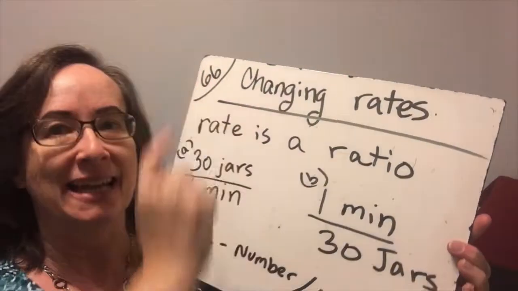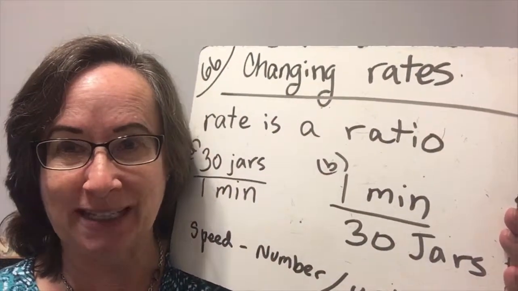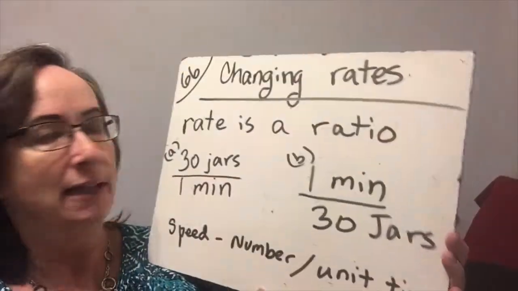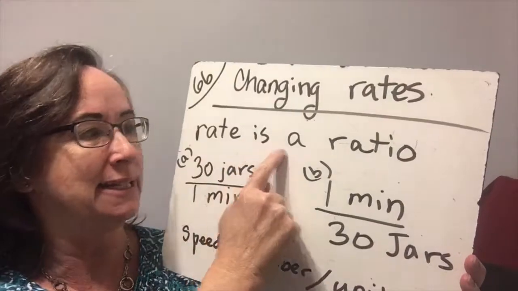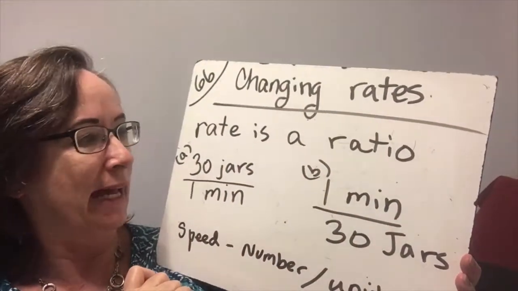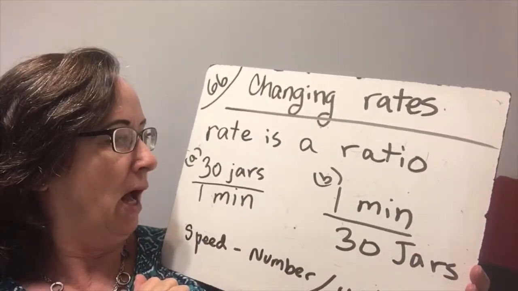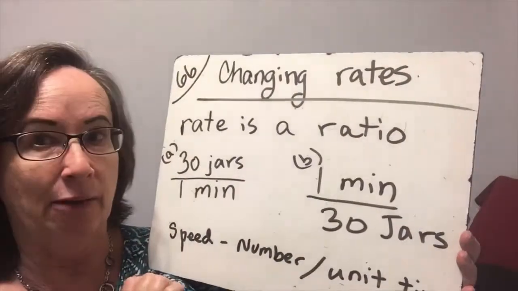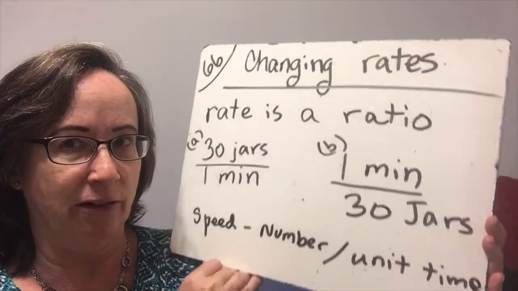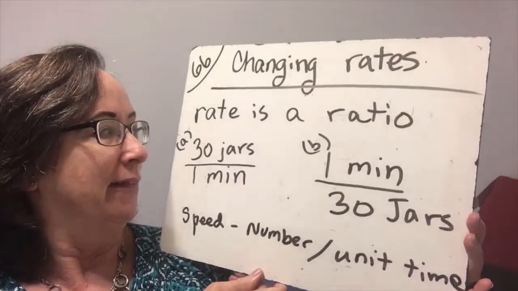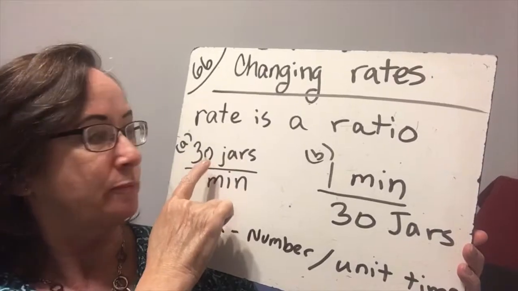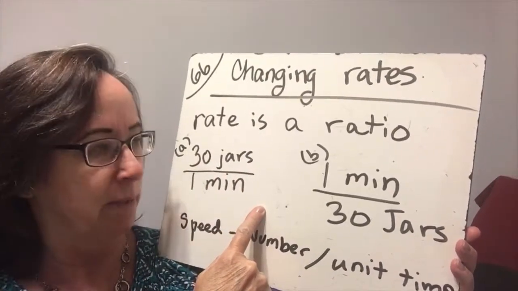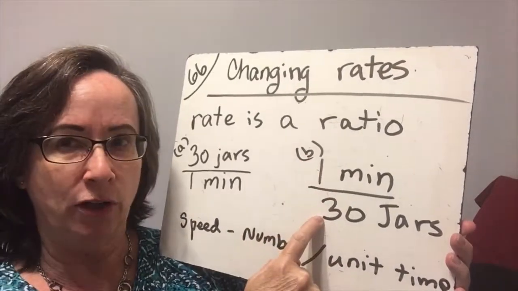And today we're doing lesson 66 in our blue books, and it's all about changing rates. Now let's review rate for a little bit. Rate is a ratio, and we've seen rates before. If we were talking about filling 30 jars in 1 minute, that would be a fast machine, wouldn't it? Filling 30 jars in 1 minute. Then it would be 30 jars per 1 minute, 30 jars over 1 minute, or 1 minute over 30 jars.